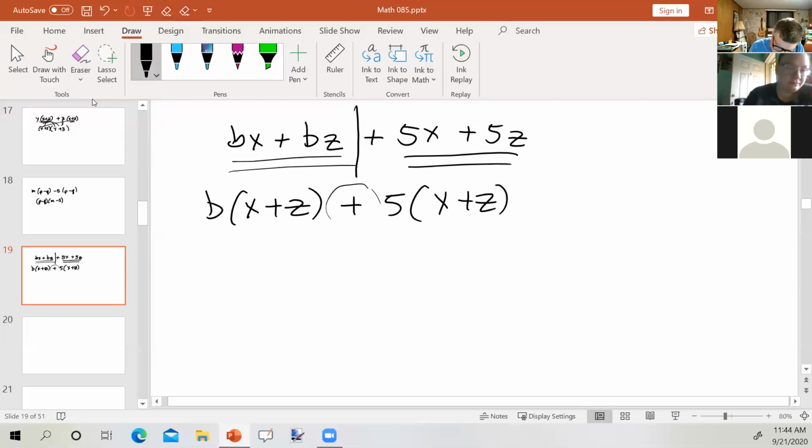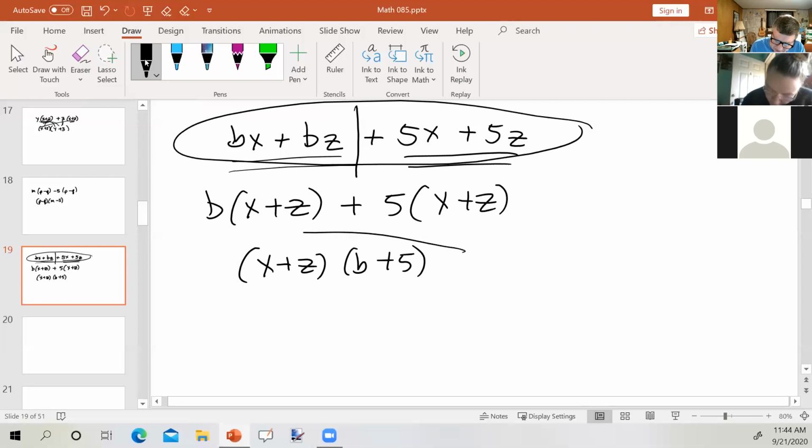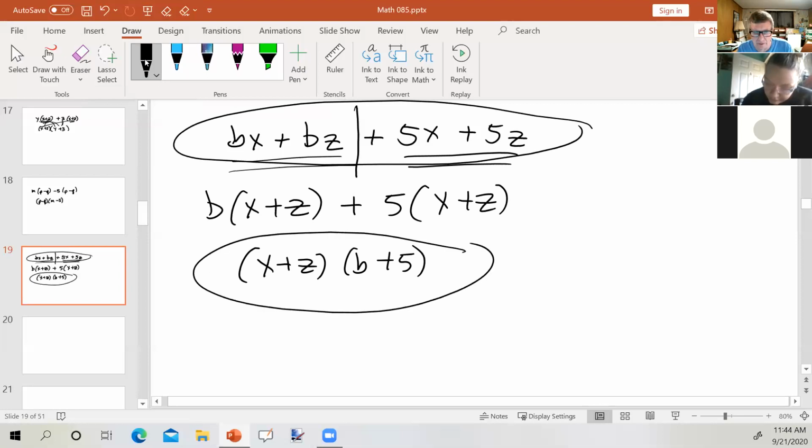Let's see here if I can, oops, I can never get this eraser to work. There we go. Okay. So now it looks like some of the previous problems. The greatest common factor is x plus z, and the leftovers is b plus 5. So we take these 4 terms and write them as a single product. So we've factored it completely.